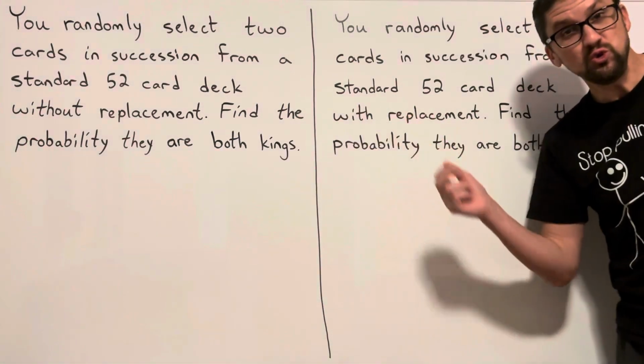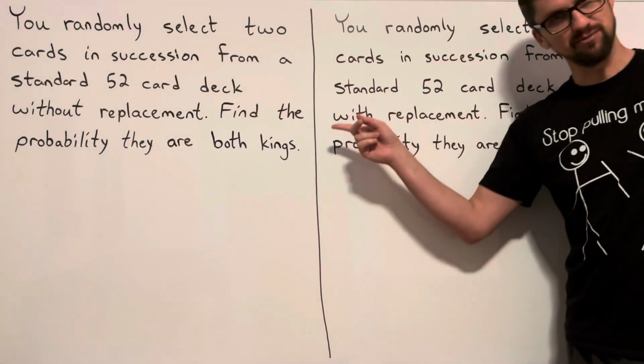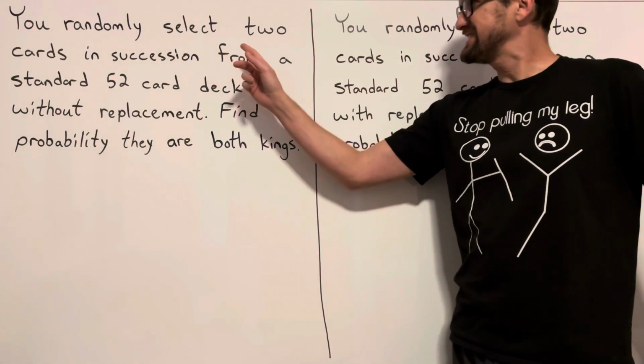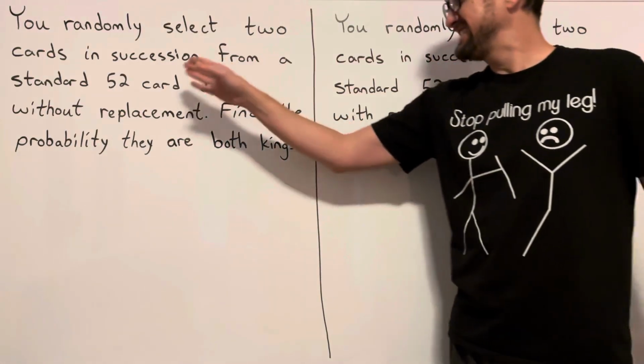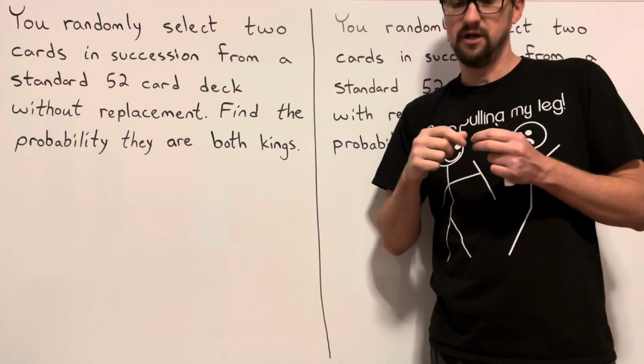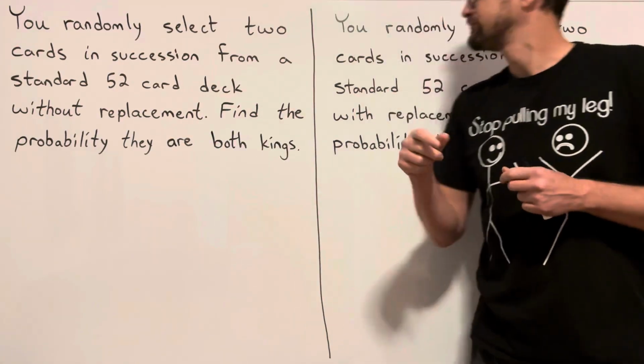We have two separate problems here. Let's look at the first one over here. It says you randomly select two cards in succession. Succession meaning you draw one card and then you draw another card.